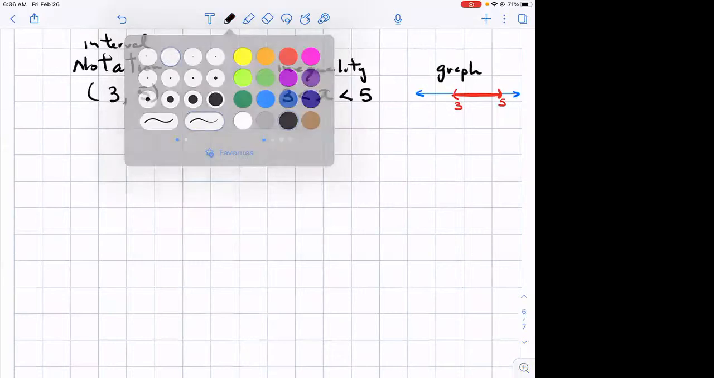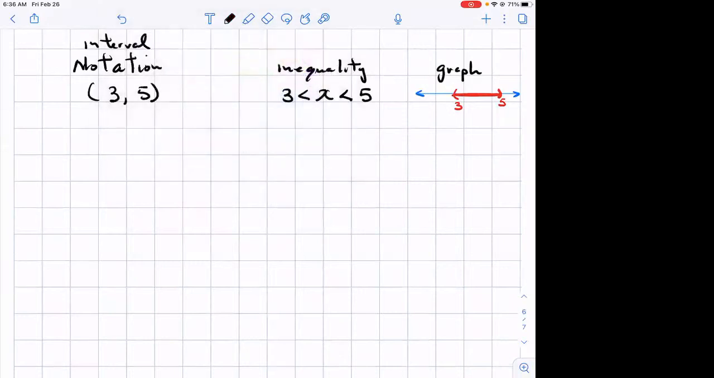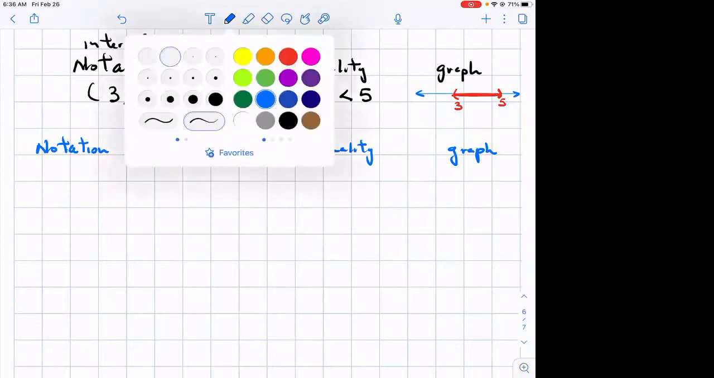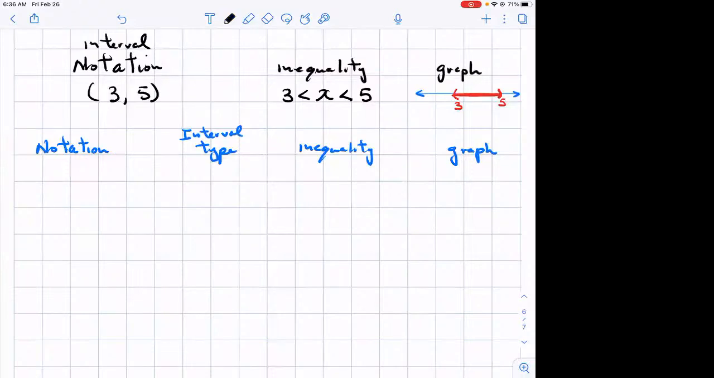So let's look at this here. Let's say we have notation. Let's give them some headings: notation, then interval type, then the inequality, and then the graph. So we just did the one, or let's start over, please. Some of them I don't have the name.